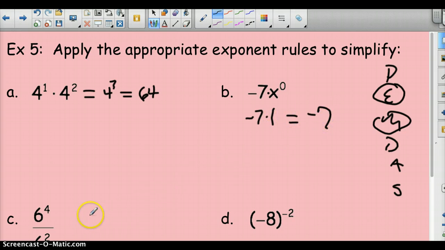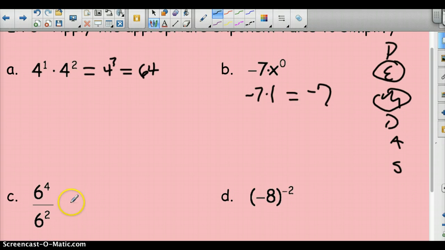Be careful on those. On to the bottom, 6 to the fourth over 6 to the second. I look, I see division. I notice there are more 6s upstairs. In fact, there are 2 more 6s upstairs. So I will be left with 6 squared, or 2 6s upstairs. That's 36.